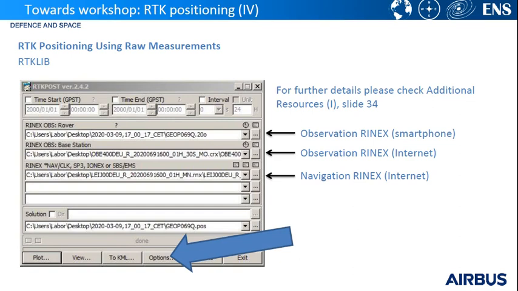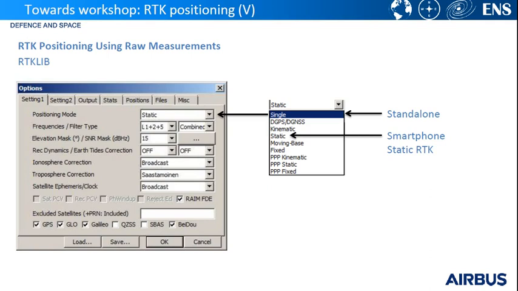steps by yourself. For the processing, we need to provide Rhinex observation file from the smartphone and Rhinex observation and navigation files from the reference station. Let's click Options in order to configure our processing. We are going to perform single point positioning and static RTK. RTK stands for real-time kinematic.